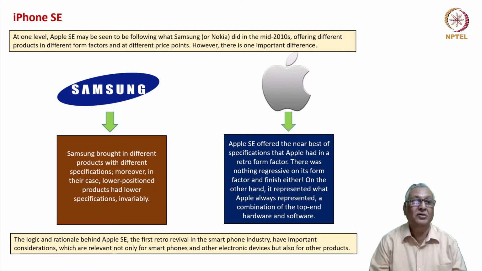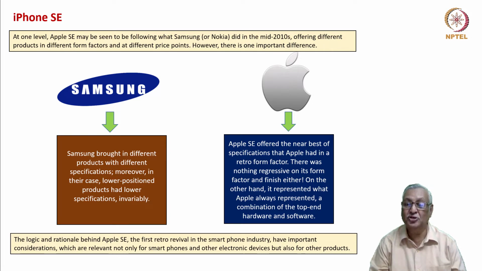At one level, Apple SE may be seen to be following what Samsung or Nokia did in the mid-2010s, offering different products in different form factors and different price points. However, there is one important difference. Samsung brought in different products with different specifications. Moreover, in their case, lower position products invariably had lower specifications, whereas Apple SE offered the near best of specifications that Apple had, but in a retro form factor.